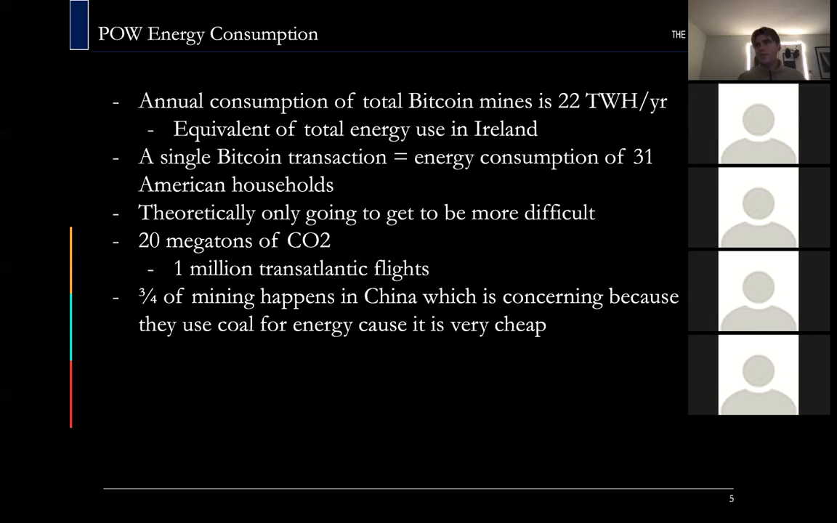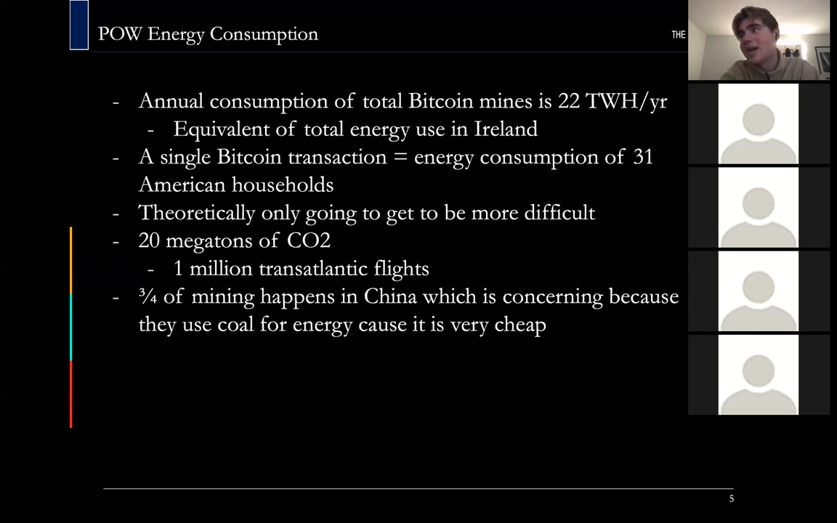So, proof of work energy consumption. This is a big thing that's talked about a lot when it comes to Bitcoin mining, especially with Elon Musk hopping on Twitter and revoking the usage of Bitcoin at Tesla because he said it is very bad for the environment. This is a couple of the stats that go hand in hand with how much energy is actually used for Bitcoin mining. The annual consumption of total Bitcoin mines is 22 something per year. I'm not really sure what it stands for, but it is a lot, because it is equivalent to the total energy use in Ireland.